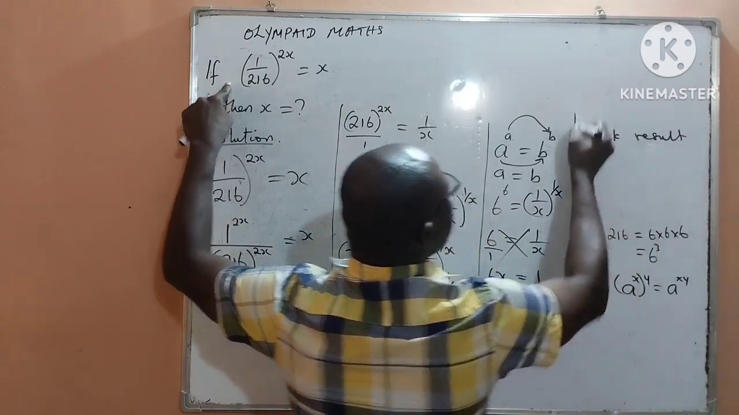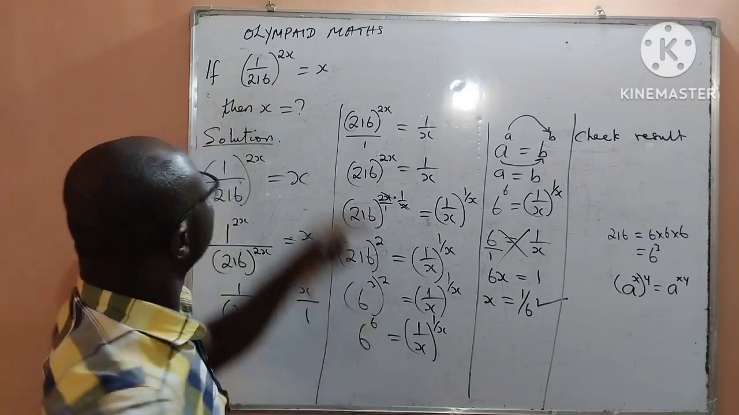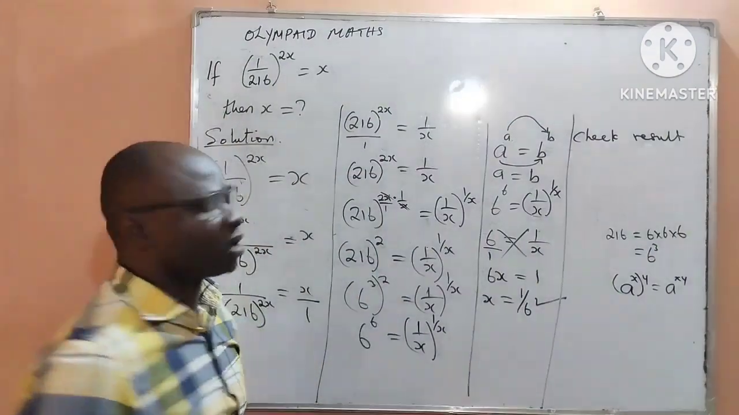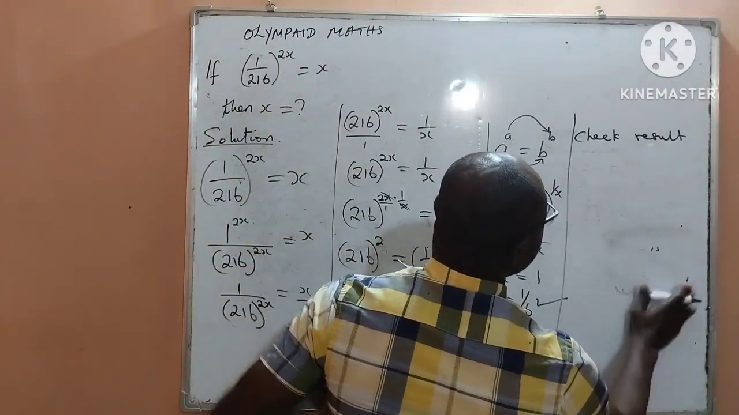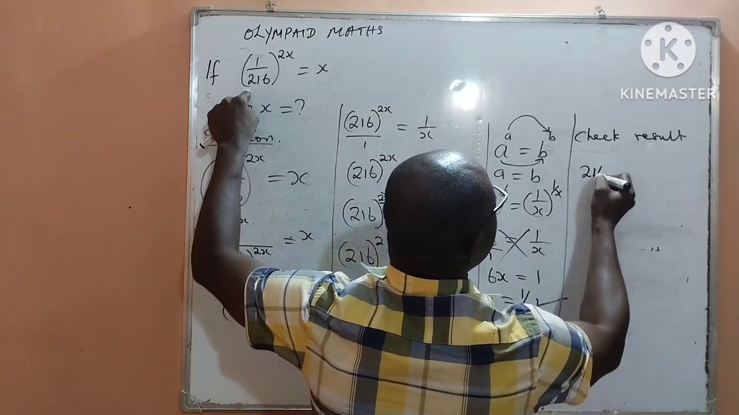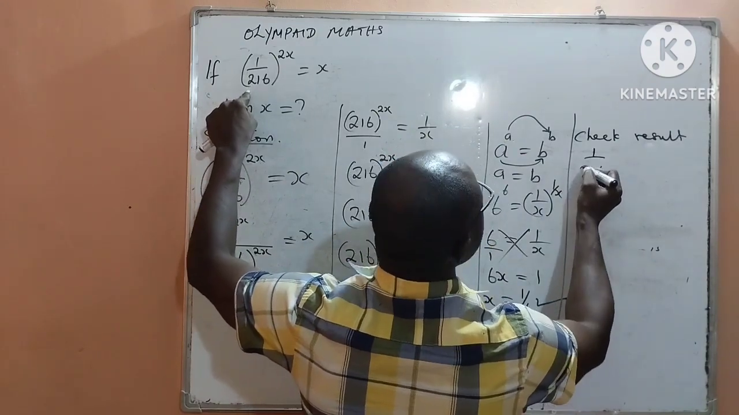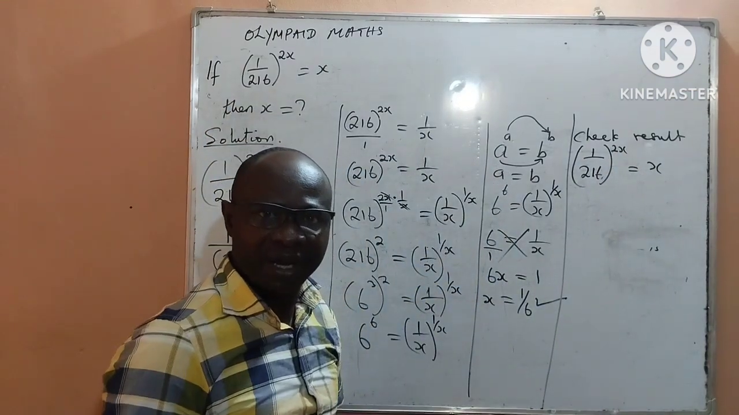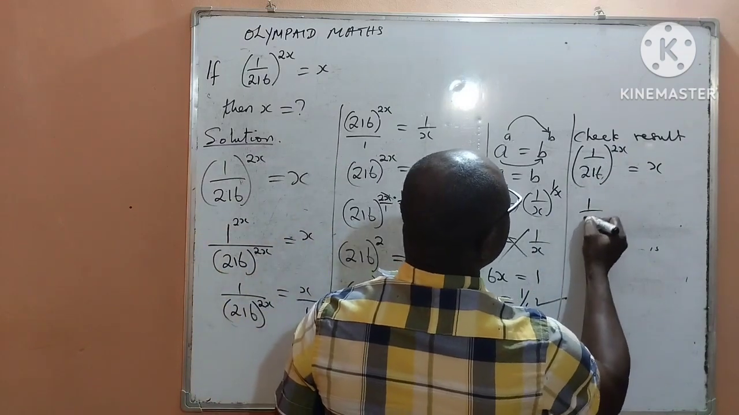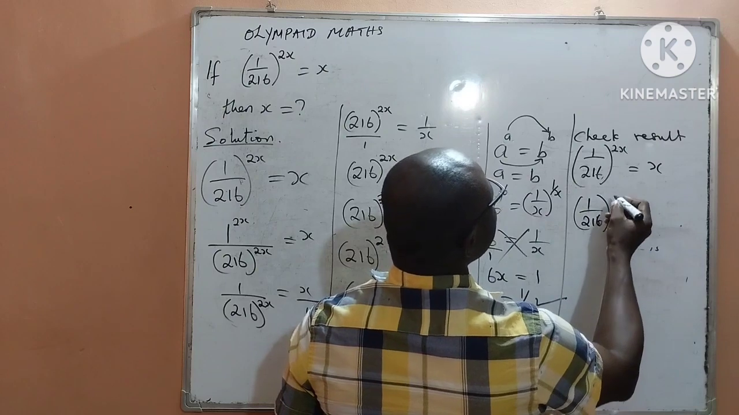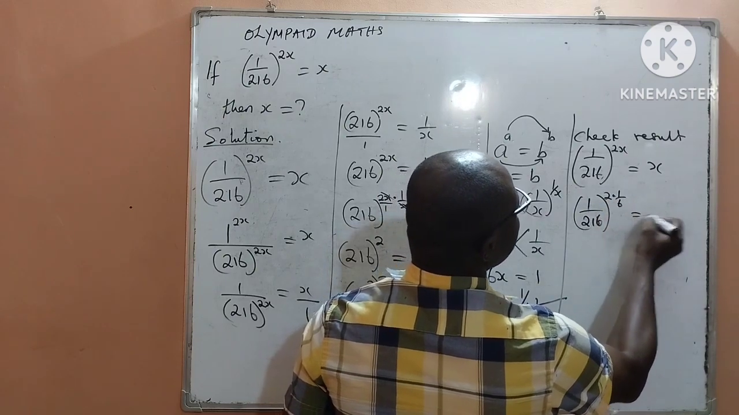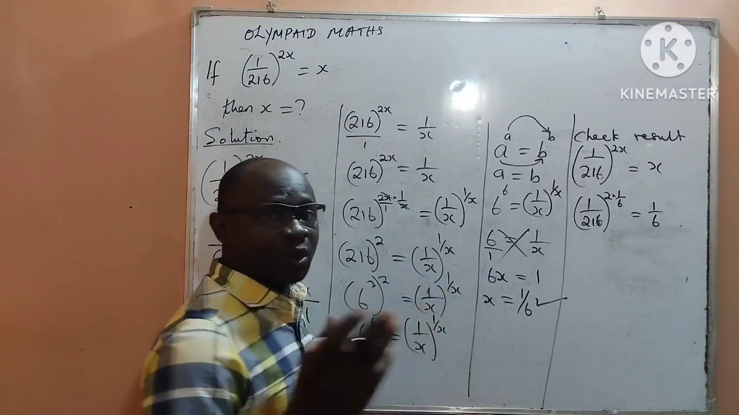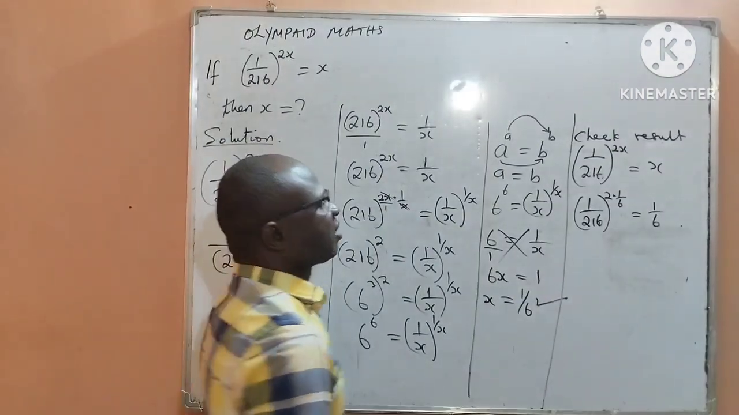Check result. What we want to do now is to replace the value of x with 1 over 6 to see if both sides of the equation are equal. That means I will now have (1/216) all raised to the power 2x equal to x. Anywhere I see x, I write 1 over 6. That means (1/216) raised to the power 2 multiplied by 1 over 6 is equal to 1 over 6. We want the two sides to be equal. That is when we say that the value we have gotten is correct.